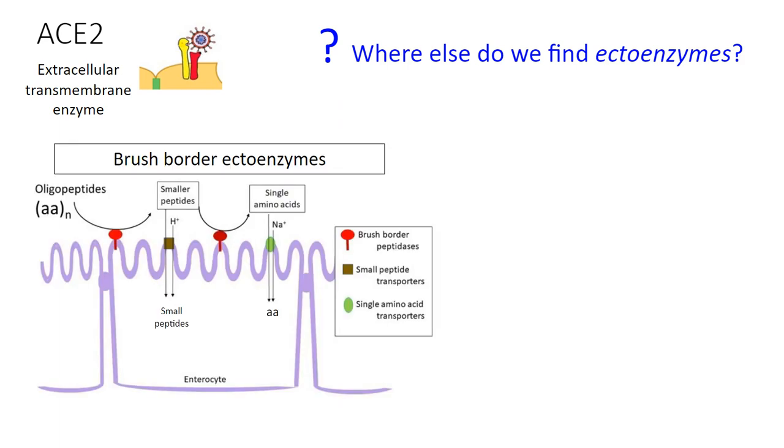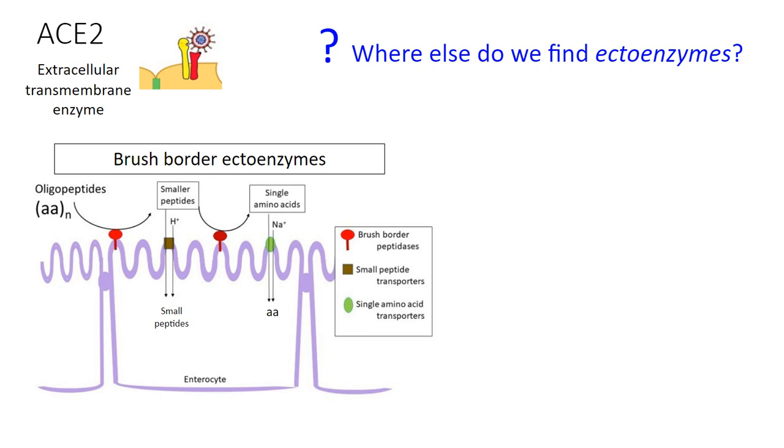And I think probably the most common place is we talk about them as the brush border of the small intestine. So this is a picture of an enterocyte. I chose to draw the brush border ectoenzymes that are used for peptide digestion, but there are also some for carbohydrate digestion. And essentially you've got small peptides coming into the intestine. The surface enzymes, the brush border peptidases, then are breaking them down into di and tripeptides that can be absorbed, and some of those are further broken down into single amino acids that can be absorbed.